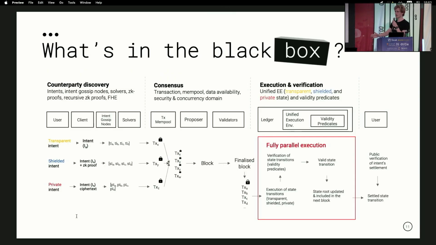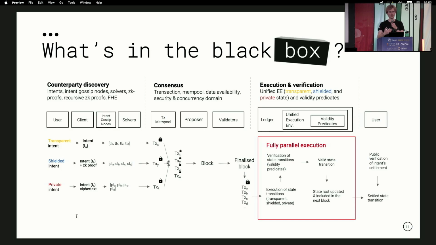So what's actually in the black box? This was the conceptual introduction to why declarative decentralization is going to matter. But what do you actually put into the black box to enable this? And here, on the far left, we have counterparty discovery. Here, users can issue intents that are either transparent, shielded if you use zero-knowledge proofs, or private if you use fully homomorphic encryption.